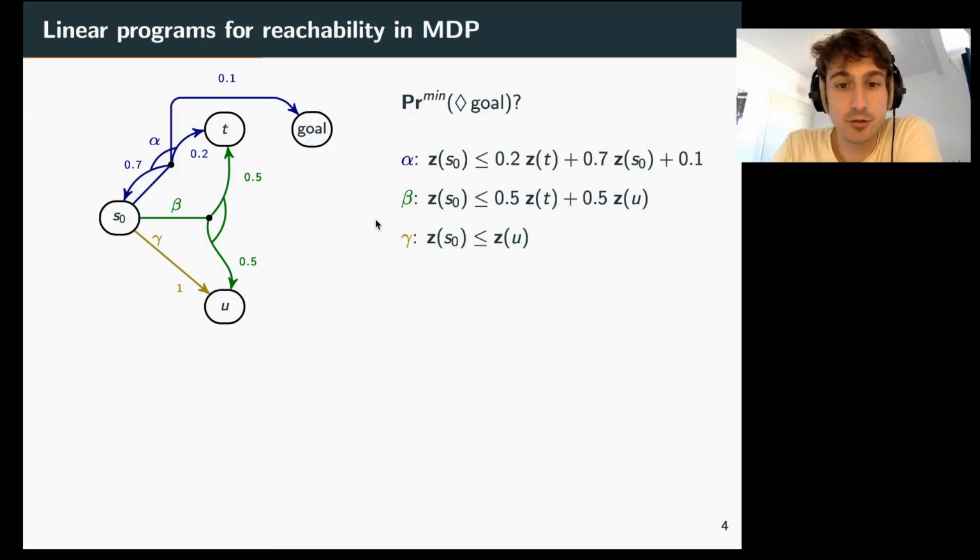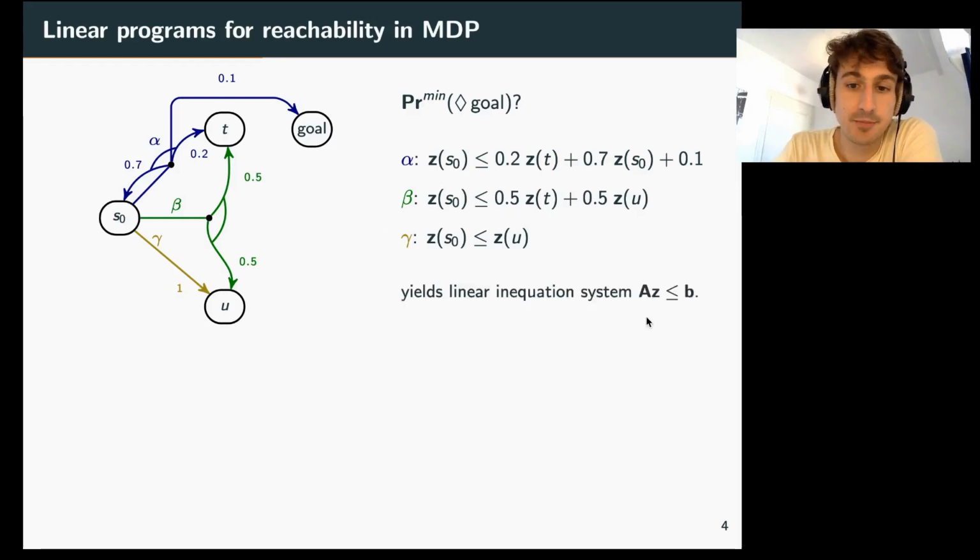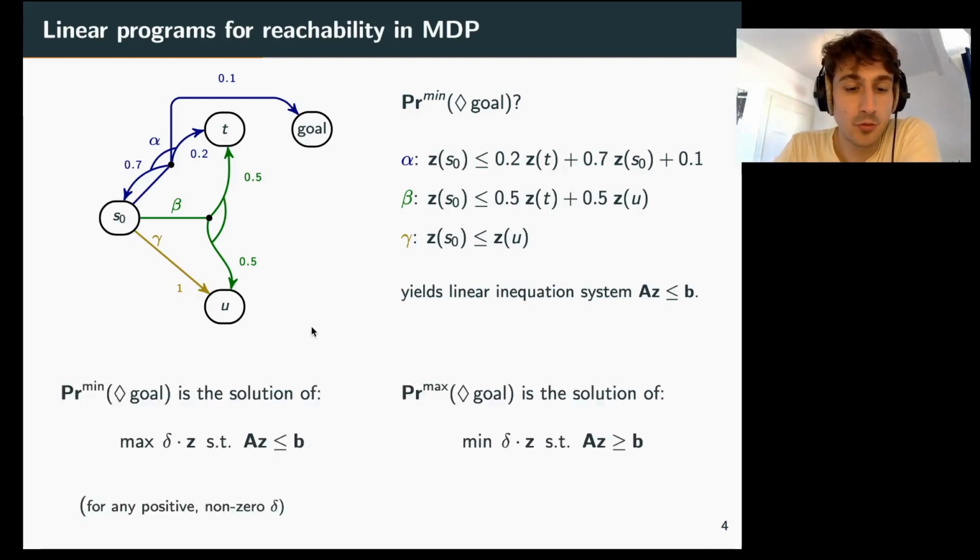And we extend this to the entire state space to yield an equation system which we call AZ less or equal B. And the minimal reachability probability needs to satisfy this system. Now, to compute this vector pmin, we can use the following linear program. So pmin is a solution of maximizing Z such that Z satisfies these constraints. On the other hand, pmax is the solution of minimizing Z such that AZ greater or equal B holds.